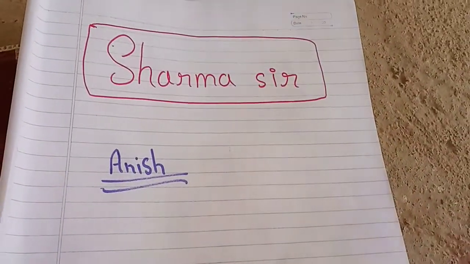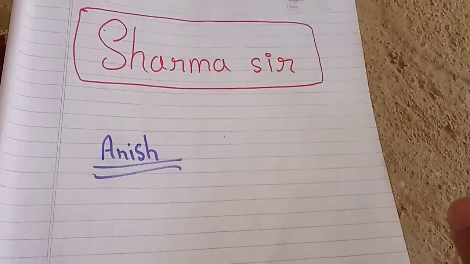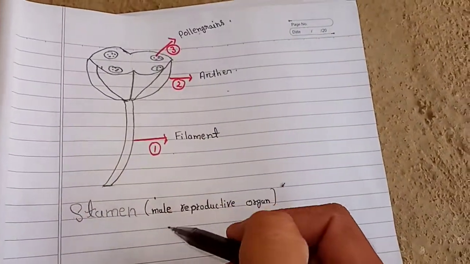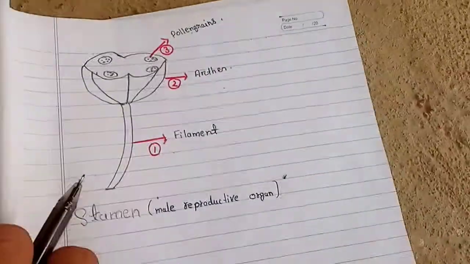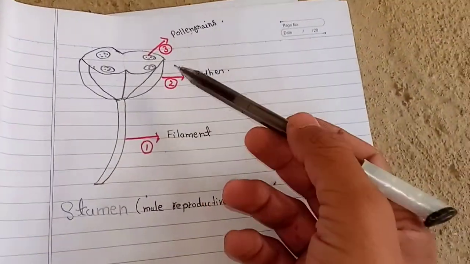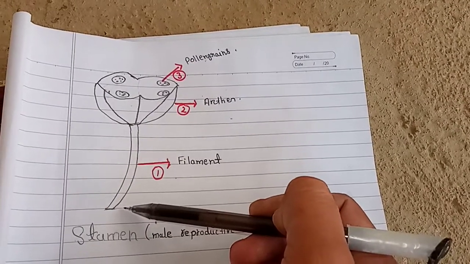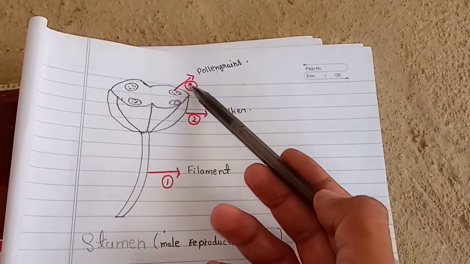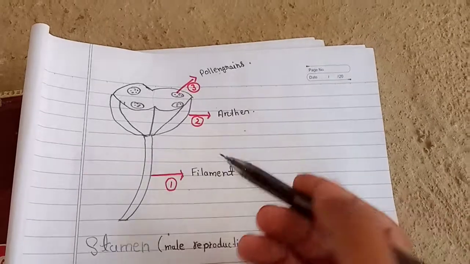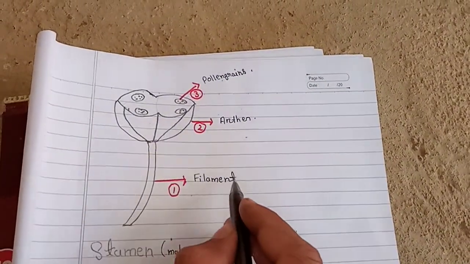So firstly, draw the diagram of stamen. This is the diagram of stamen or male reproductive organ of flower. It contains three parts: the outermost part and the upper part and the third part. The first part is called filament.